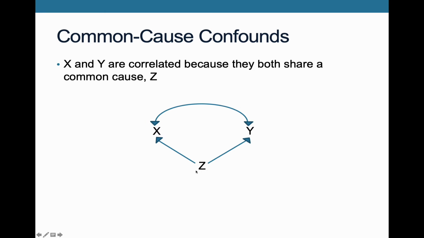Down here, we have z, and z is doing its work. z causes x, and z also causes y. So the story here is that x and y are correlated. You might initially think that they're causally related, but it's just because they both share the common cause confound of z. Okay, so let's talk through an example to see what this means.